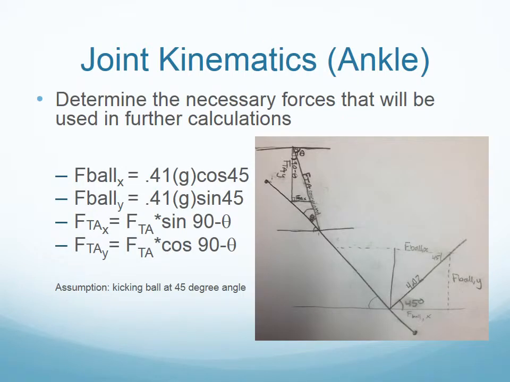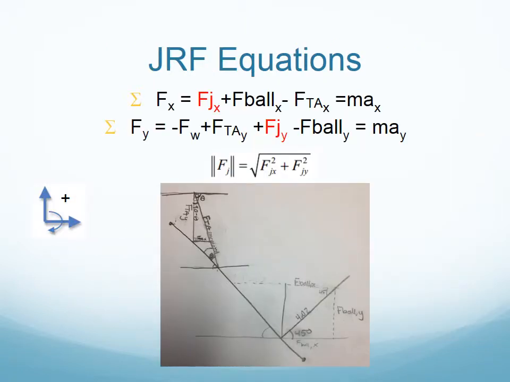To determine the necessary x and y force components of the ankle joint, we assume the ball was kicked at a 45-degree angle and that the muscle is inserted at angle theta. All the force components in the free body diagram are separated into their appropriate directions and set equal to mass times acceleration to solve for the x and y joint reaction forces. The Pythagorean theorem is then used to find the joint reaction force magnitude, and the inverse tangent of the components tells us the final direction of the force.